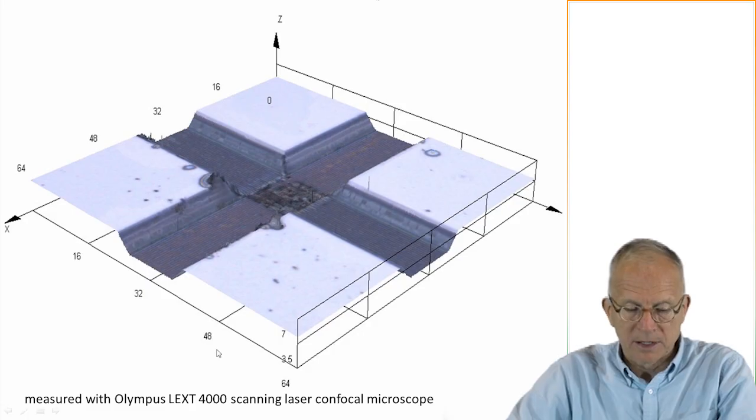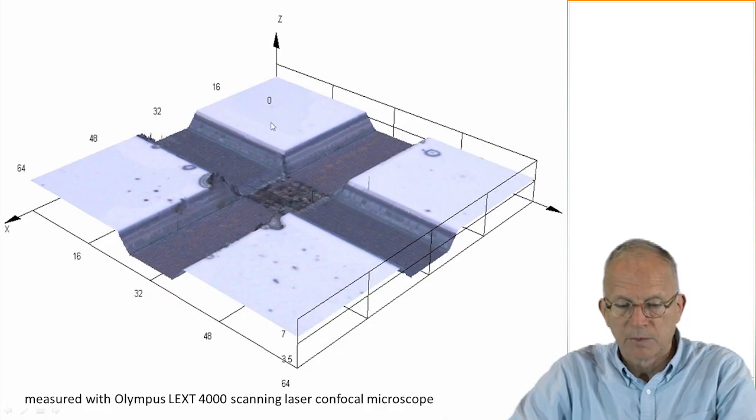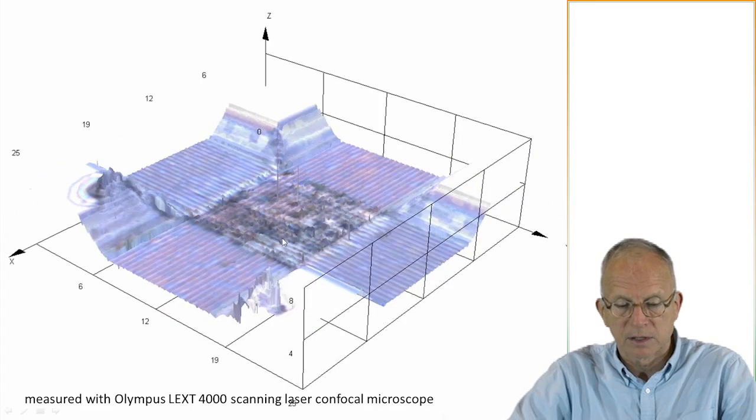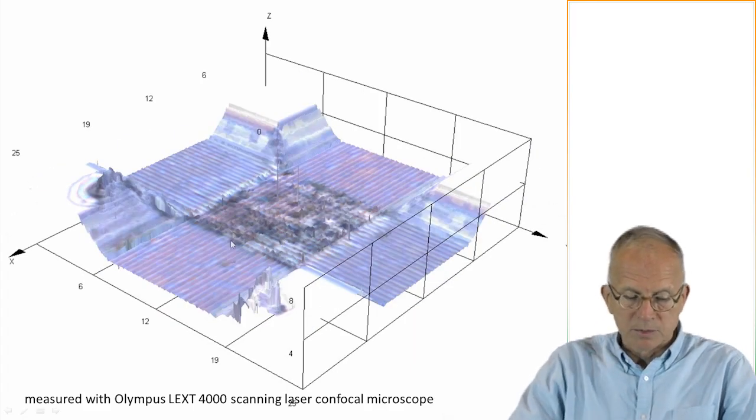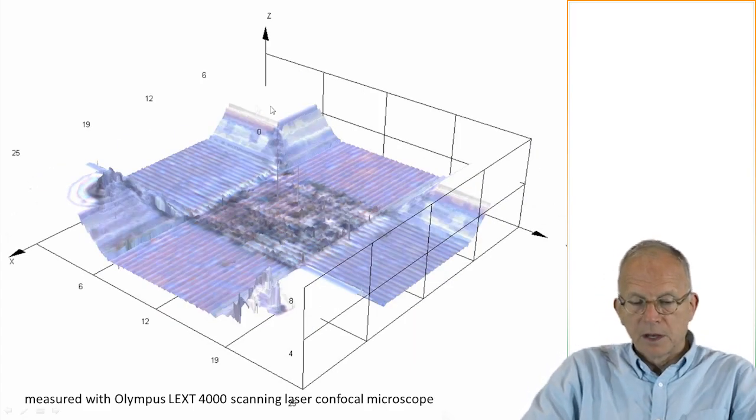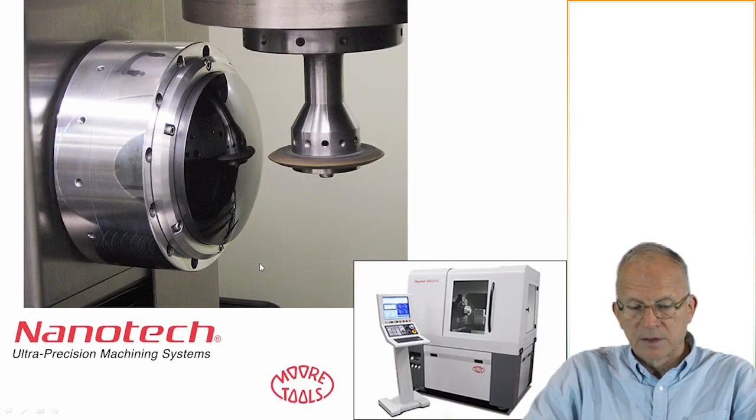So here, back to the Lext 4000 confocal, we can see this groove, we can get the depth of the groove, and we can move this around to get different perspectives on it once we've taken the measurement. So here we are zoomed all the way in with a perspective view of the crossed area.